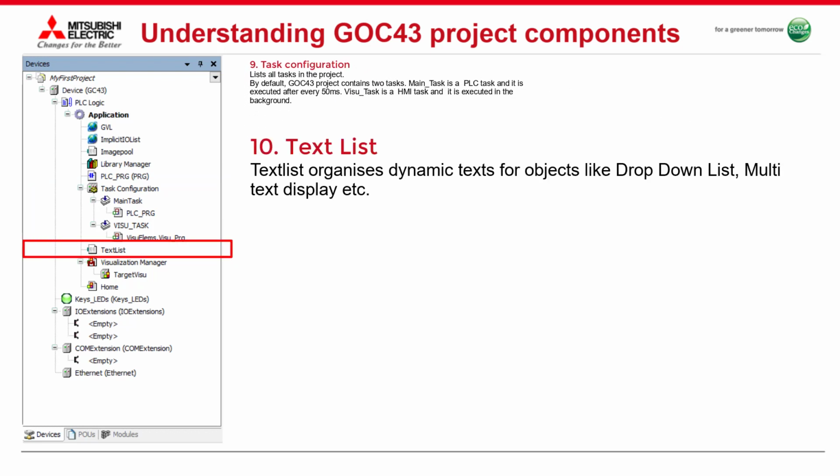Next node is text list. Text list organizes dynamic texts for objects like drop-down list, multi-text display, etc. You can add more text lists in application as per requirement. To add additional text list, right-click on application node, and select Add Object, and select Text List.